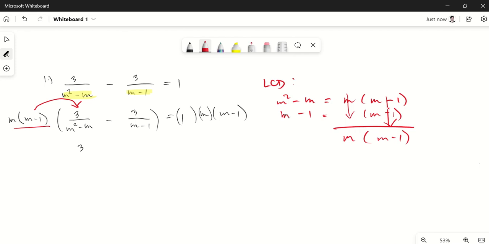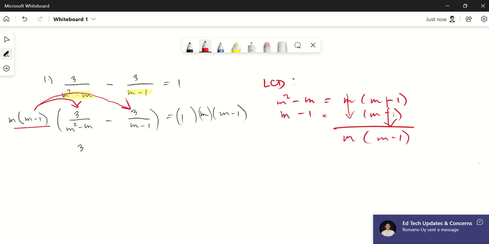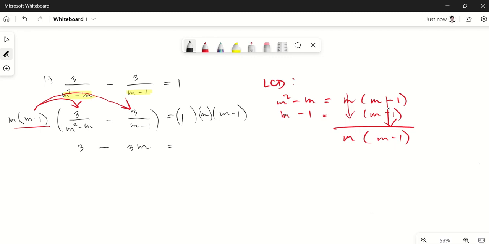Similar to our previous reviewer, the common mistake of other students is they tend to forget to distribute the LCD to the second term of the left-hand side of the equation. So don't forget to distribute it here as well. The m minus 1 will be cancelled out. So you have 3 and m. 3 times m is 3m. And on the right-hand side of the equation, it is just 1.